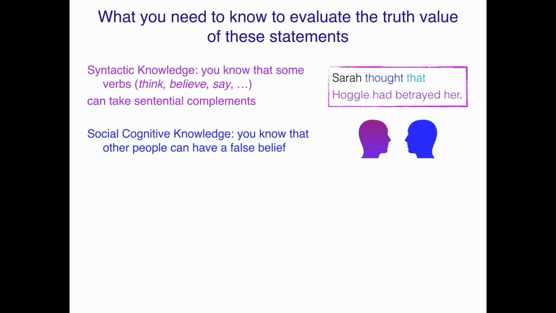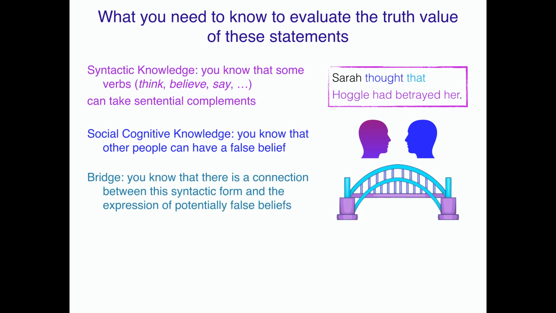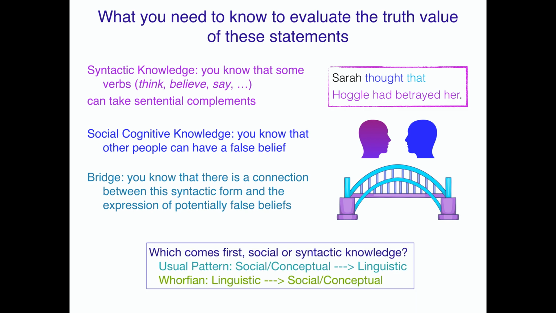And then you have this social cognitive knowledge, right? You know that other people can have a false belief, right? Maybe Hoggle actually didn't betray her, so this is a false belief, a false thing that Sarah thinks, right? And the bridge between these things is that there's a connection between the syntactic form of the sentential complement and the expression of potentially false beliefs. And so the question then is, which comes first, the social cognitive knowledge that other people can have a false belief, or the syntactic knowledge of sentential complements?